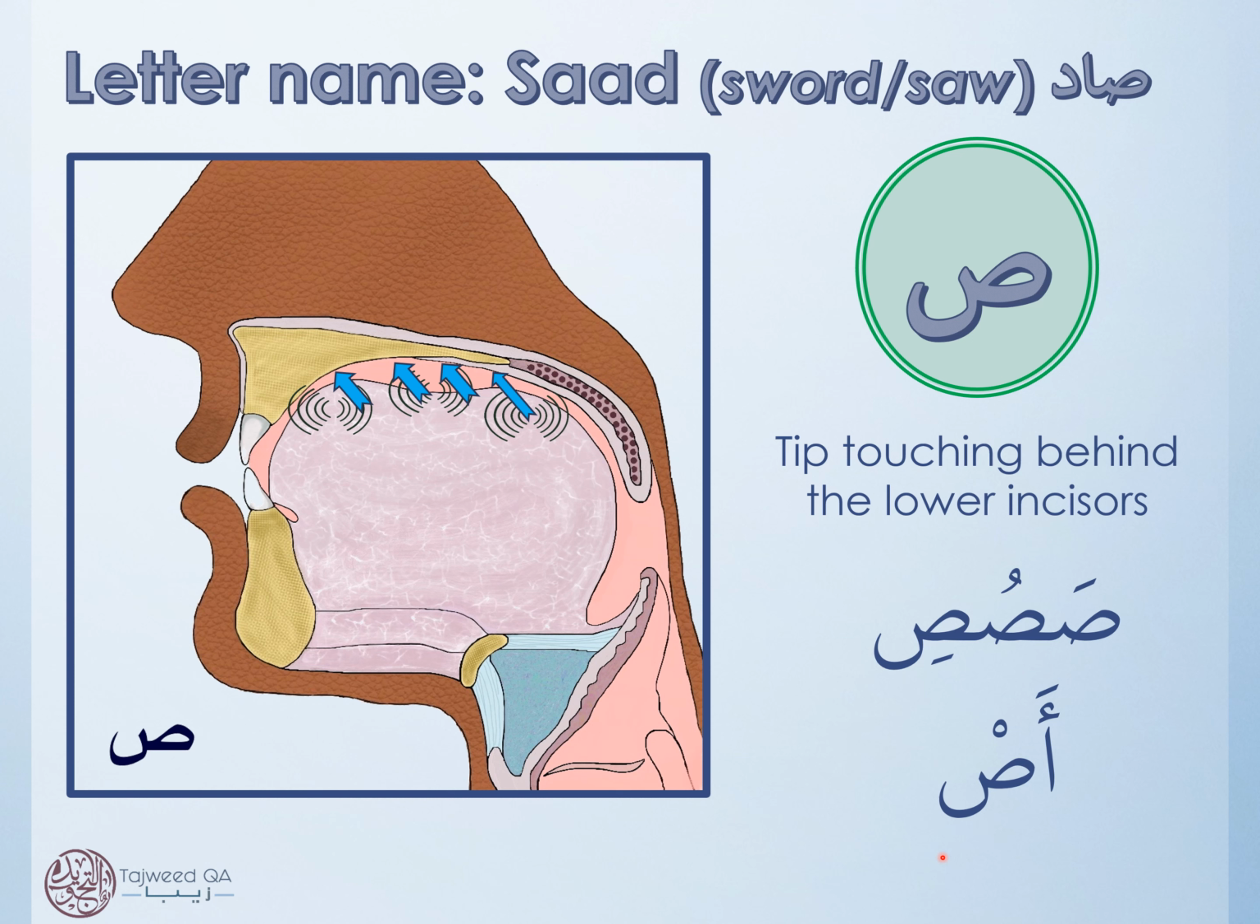So the Sad has the sound running and the breath running. So you can hear both the sound and the breath running. And you can see when it's written at the beginning or the middle of a word, then the bottom half of the Sad will not be there. It's only written in its full form when it's written at the end of the word.